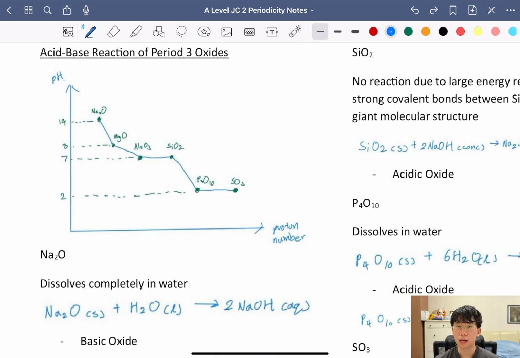And this is kind of making sense as well, because if you move from the left to the right of the periodic table, you realize that we go from metal oxides to actually non-metal oxides. And we know that our metal oxides tend to be basic, whereas our non-metal oxides tend to be acidic. And those in the middle can have amphoteric properties.